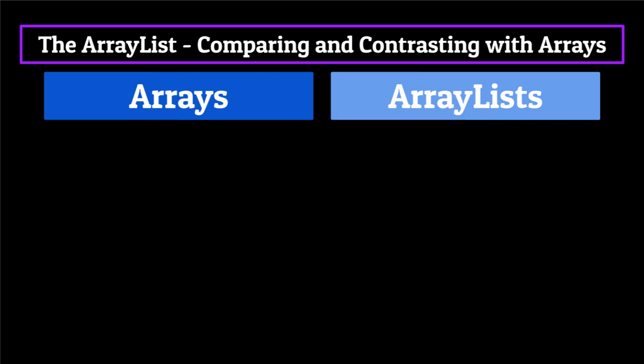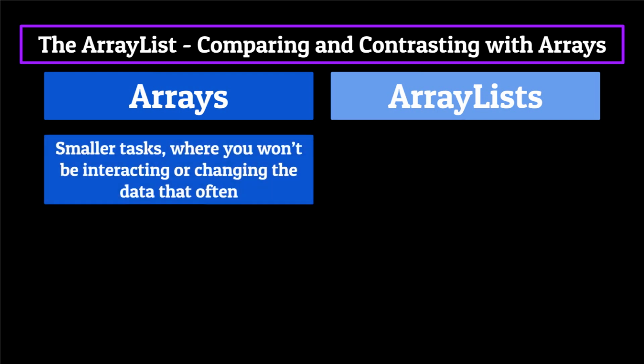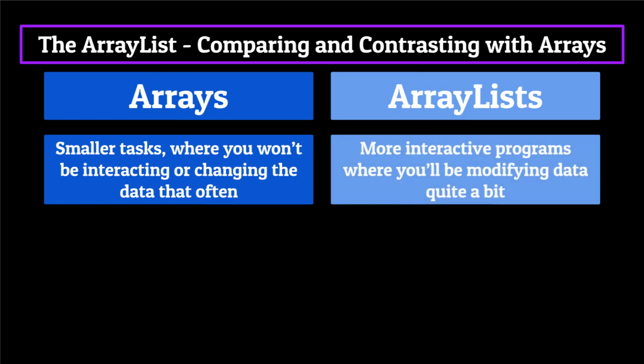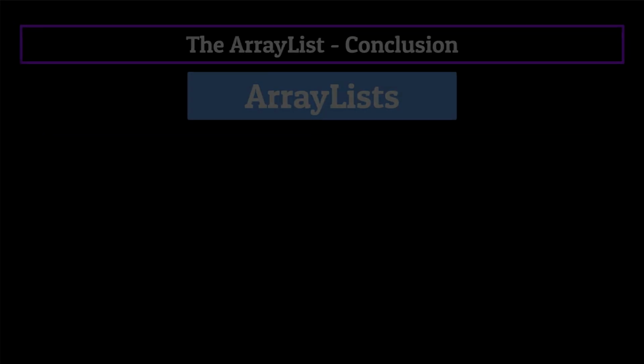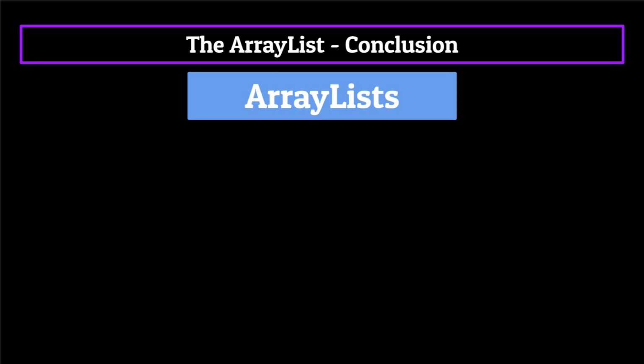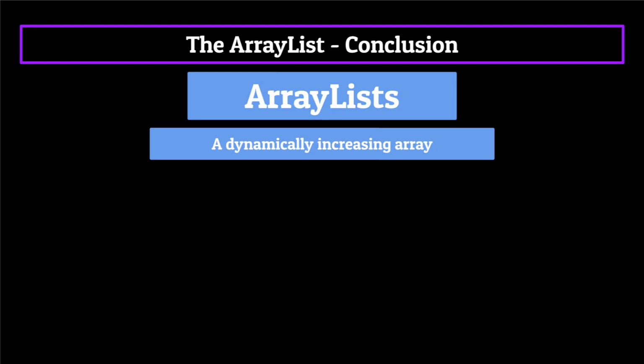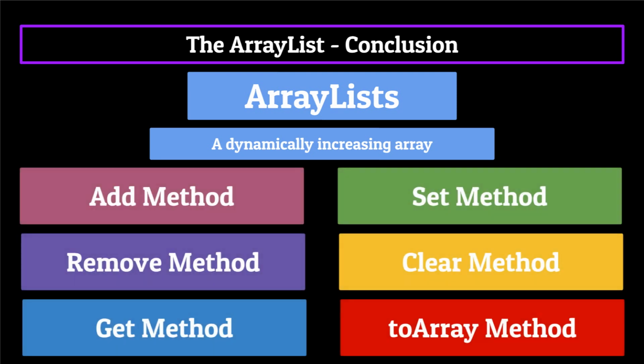In general, you want to use arrays for smaller tasks where you might not be interacting with or changing the data that often, and array lists for more interactive programs where you'll be modifying the data quite a bit. So that's the array list. As a review, it is a dynamically increasing array which comes with a slew of methods to help work it.